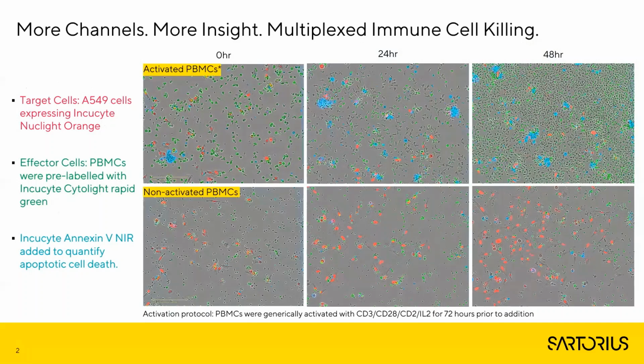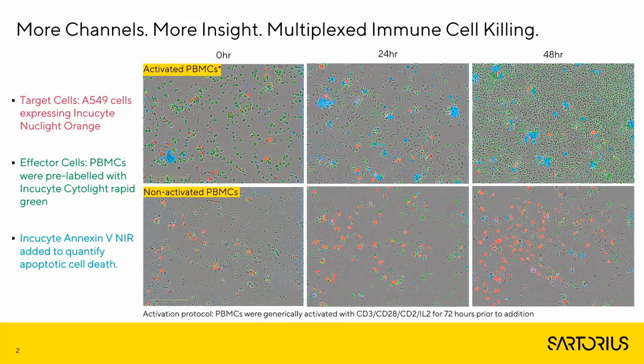The tagline here at the top, more channels results in more insights, and allows users to multiplex our immune cell killing application. Just to simplify this for you, I know it's a busy slide, we have labeled in this case our target cells, which are A549 epithelial cells, with our Incucyte orange reagent. We have labeled our effector cells, which are PBMCs, with our Incucyte Cytolight Rapid Green reagent, and we have also included a new reagent for us, which is annexin near IR, which will be an indicator of apoptotic cell death.